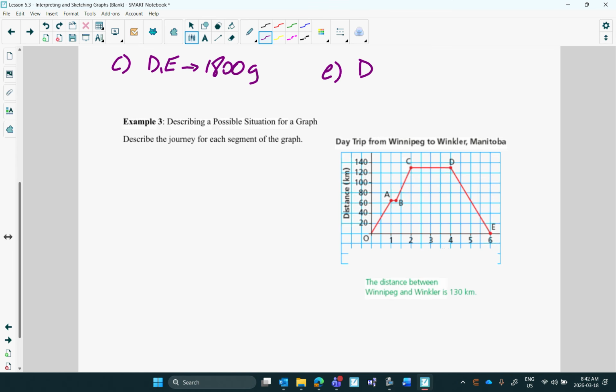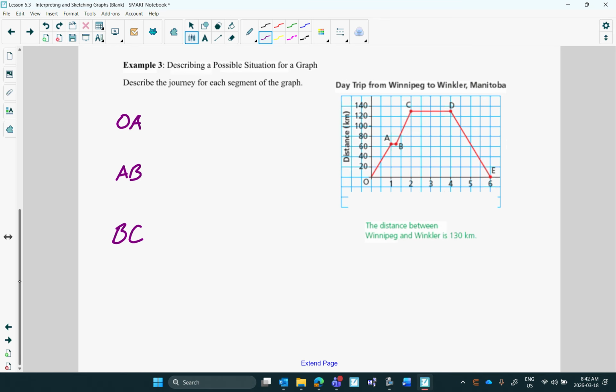So let's describe what's happening by breaking it up into segments. First of all, we have 0 to A, then A to B, B to C, C to D, and I'll put D to E over here. So what we want to do is describe what happened and how long did it take. So what happened from O to A?